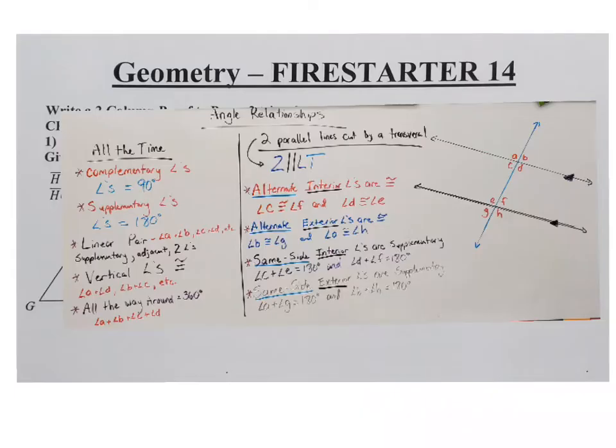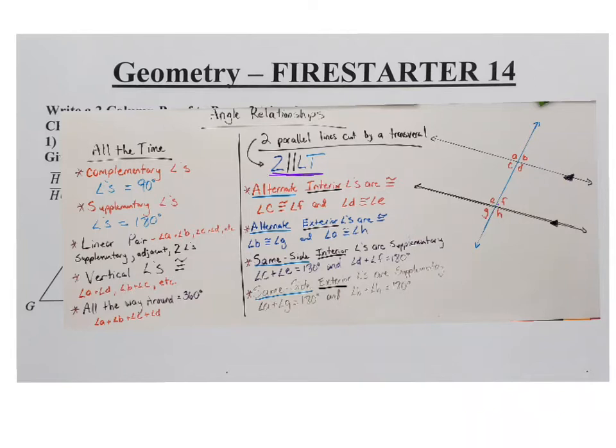Alright, I'm going to start off Firestarter 14, and I'm going to talk about angle relationships, because whenever we want to find congruent triangles, we want to either be able to say sides are congruent or angles congruent. A lot of you struggle with finding the angles, and usually parallel lines are going to lead. So parallel lines are usually going to lead to angles being congruent.